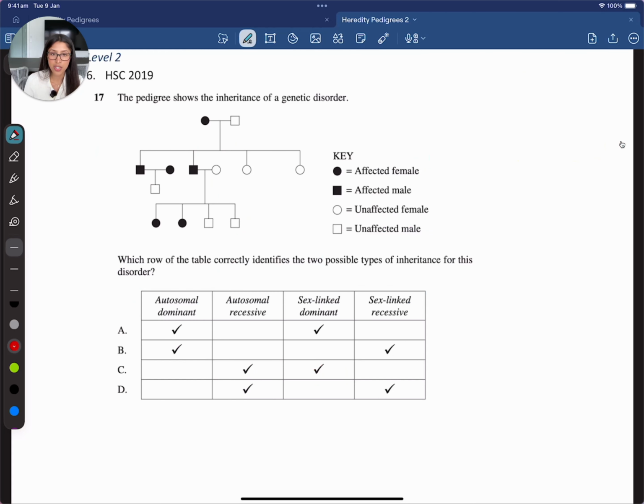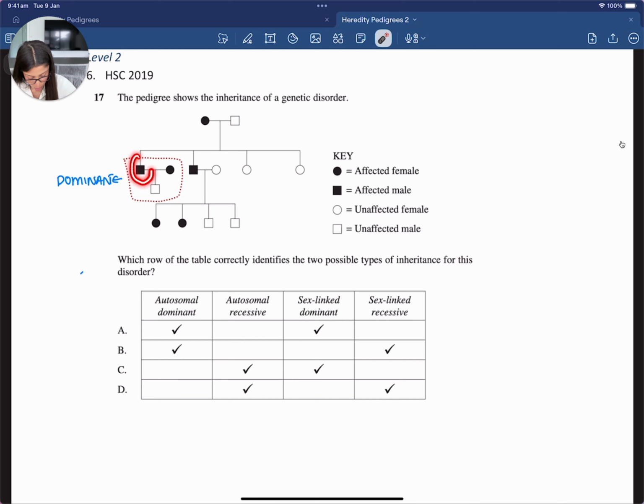All right, next question. The pedigree shows the inheritance of a genetic disorder. Which row of the table correctly identifies the two possible types of inheritance for this disorder? So our life is going to be so much easier with the 3 steps we've learned. So in the red box here, I'm seeing 2 affected parents with an unaffected daughter.